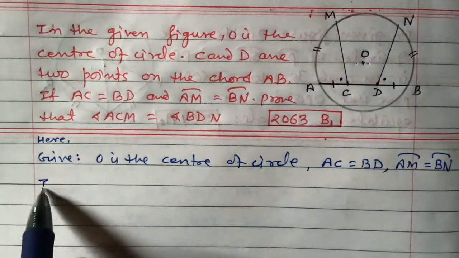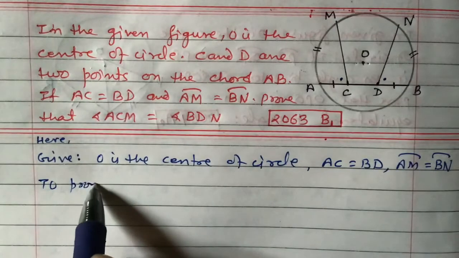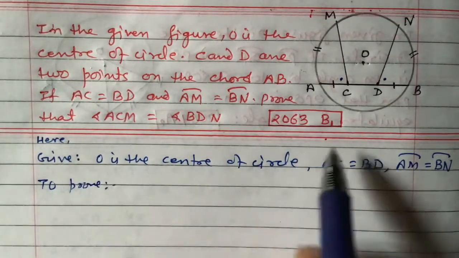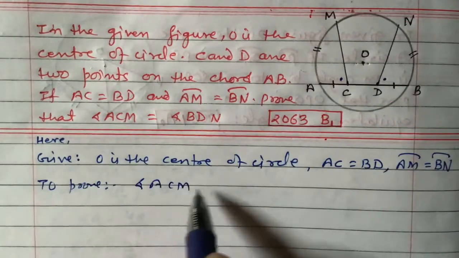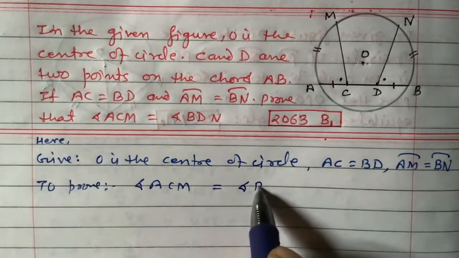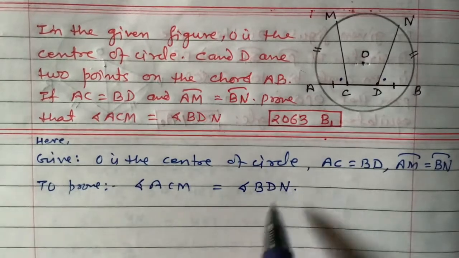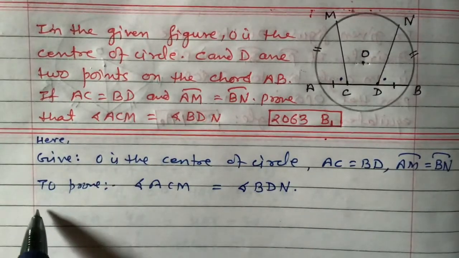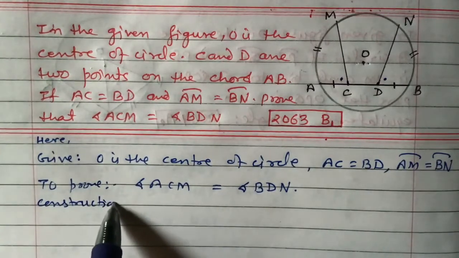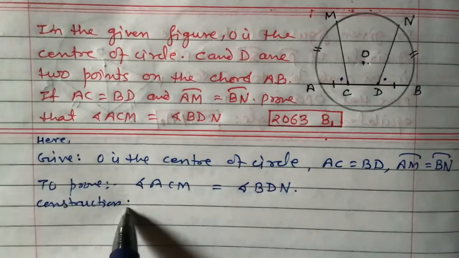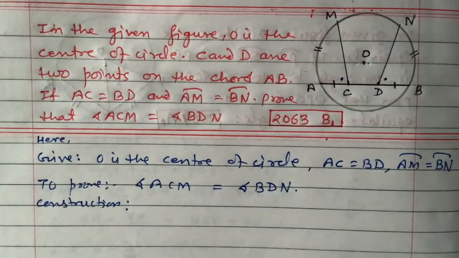So now to prove, we need to prove that angle ACM equals angle BDN. For this we have to take the help of a construction. The construction here is, let us join AM and BN.